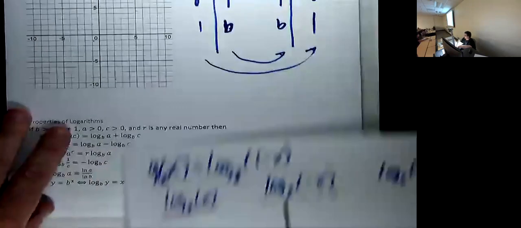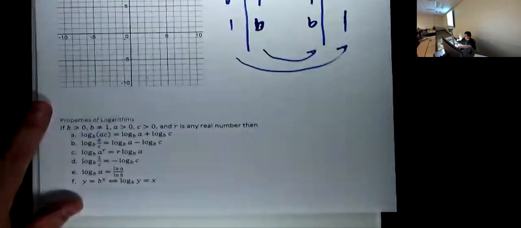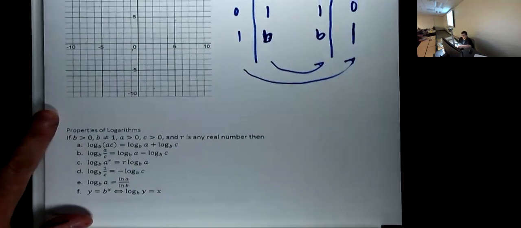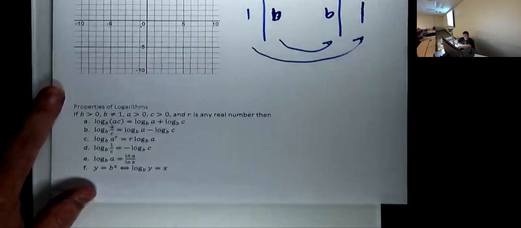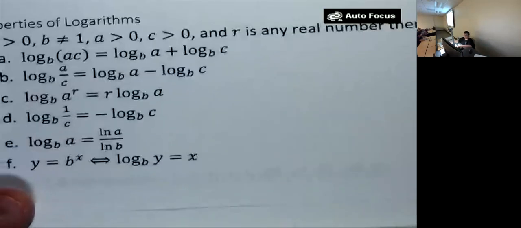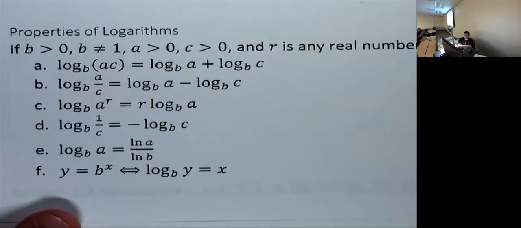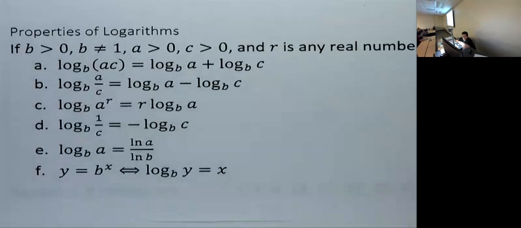All right, so properties of logs. Did anyone need that up still? Properties of logs. Those are worth writing down.